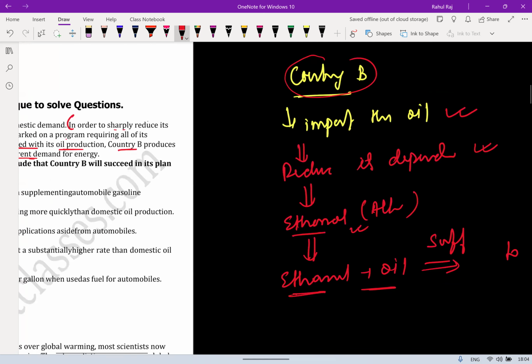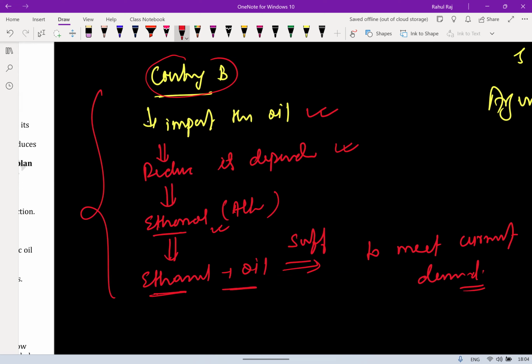Am I being very clear? Is the argument understood? Yes or no? Anyone who has any problem over here? Saket, any problem here? No. Mayank, any problem? Tara, any problem?